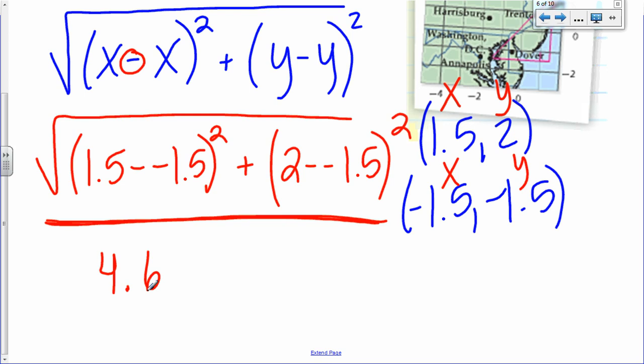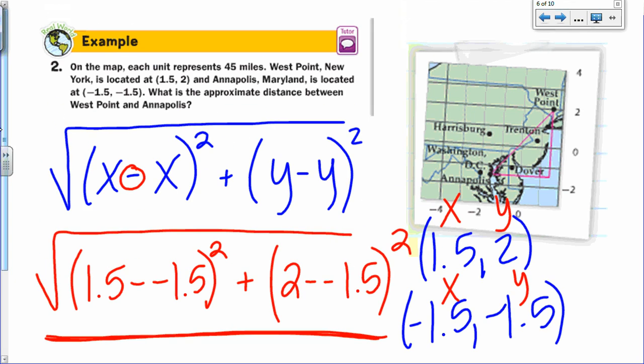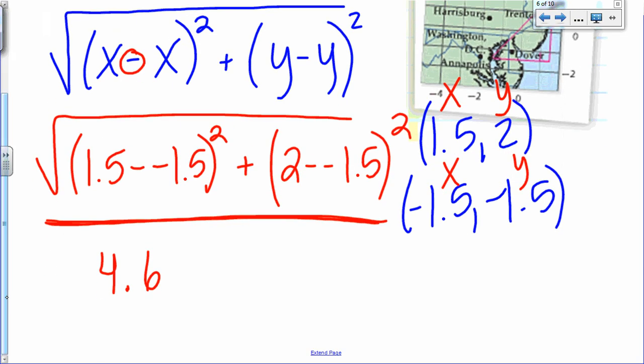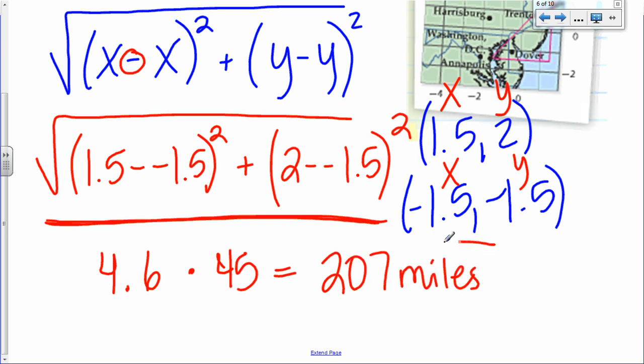4.6. Now, that is not my final answer. Those two cities are more than 4.6 miles apart. If I go back up to my question, it says each unit represents 45 miles. So what I've solved for is that they're 4.6 units apart. Well, one unit is 45 miles. So I'm going to take my 4.6 units and multiply it by 45 miles. So when I do that, I get that they are about 207 miles apart. This would require us to go one step further.